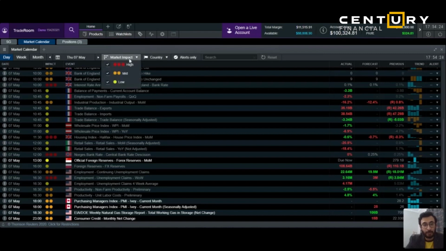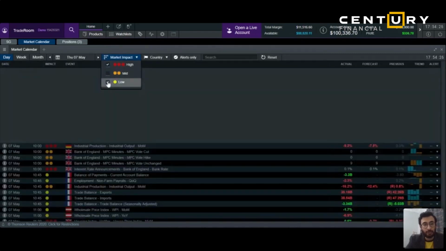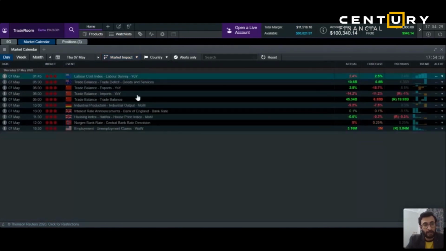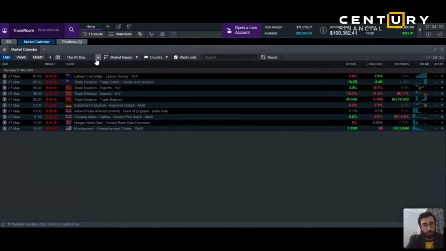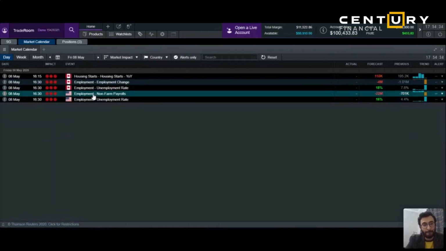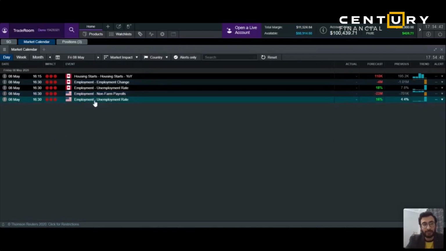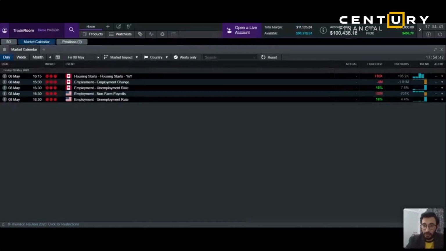So what you do, first select the most high impact news with the three red dots, right? Now see, today's news have already come. Tomorrow is Friday. The most important news is going to be tomorrow evening 4:30, the private jobs report and the unemployment rate of US, which will tell how many jobs have been generated in US in the private sector in the previous month. Now, when that news comes in, it will affect US dollar, it will affect gold, it will affect other currency pairs, it will affect US equities also.